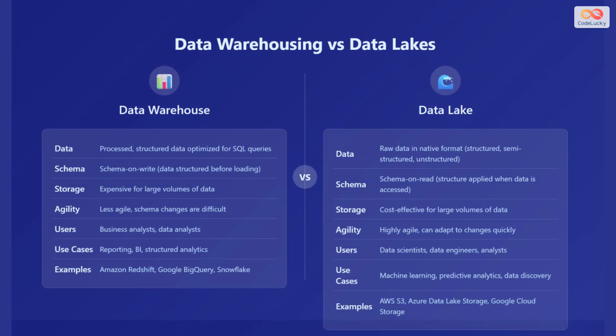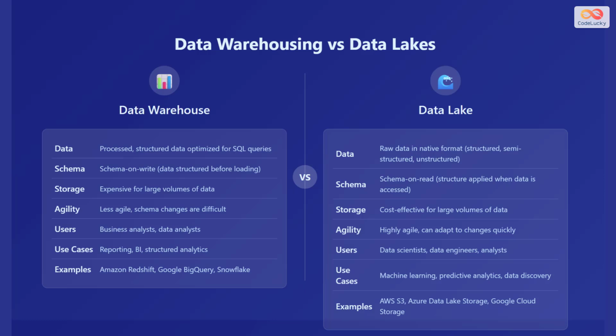Data warehouses and data lakes serve different purposes in data storage and analytics. Data warehouses store processed, structured data optimized for SQL queries, using a schema-on-write approach where data is structured before loading. This can be expensive for large volumes of data and less agile due to the difficulty of schema changes. They are primarily used by business and data analysts for reporting, business intelligence, and structured analytics, with examples including Amazon Redshift, Google BigQuery, and Snowflake.